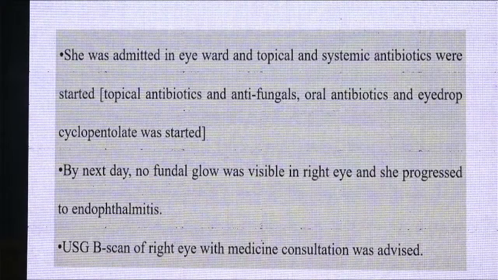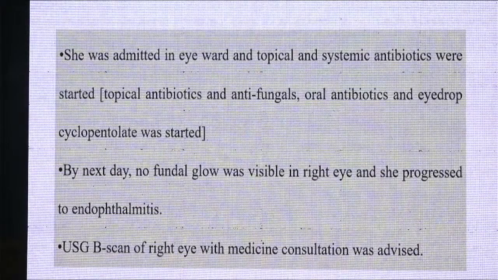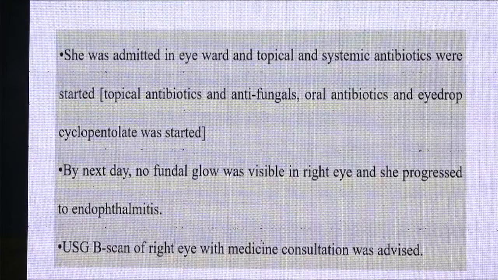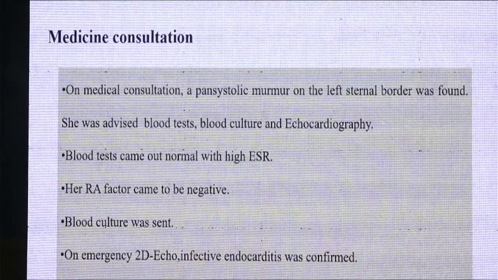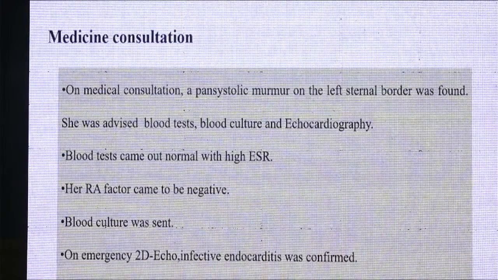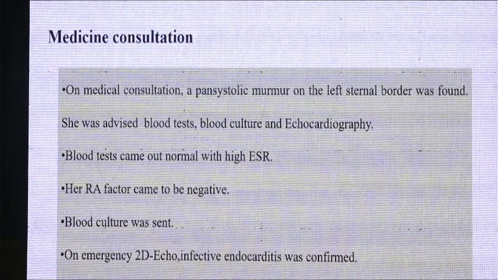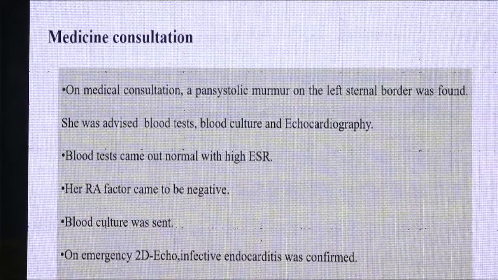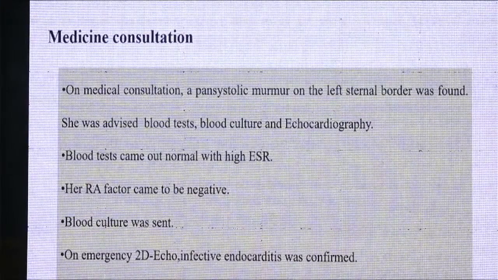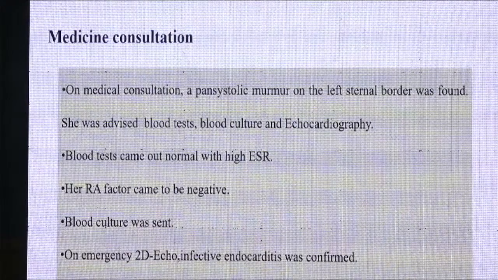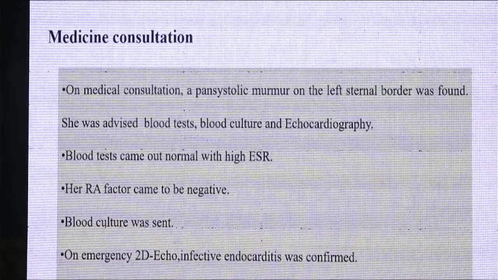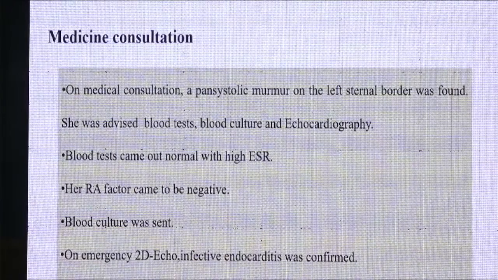Then we advised her for a B scan, and we also gave a medicine consultation. From the medicine side, when they examined her, they found a pansystolic murmur on her left sternal border. They ordered blood tests like CBC, RFT, LFT, and they must have suspected some kind of endocarditis, so they even gave her an emergency echocardiography.